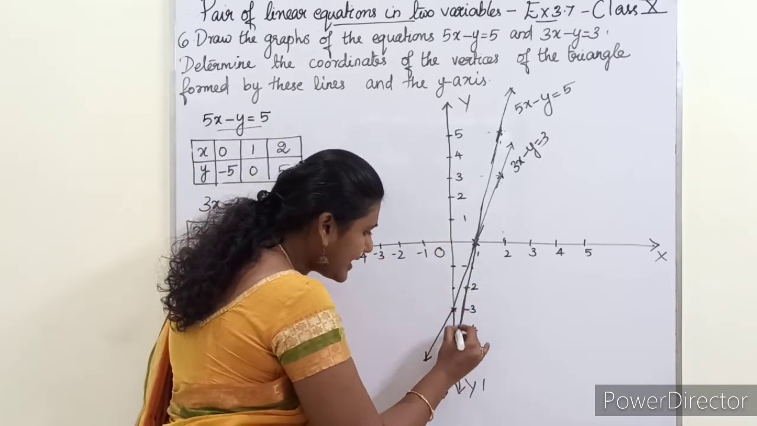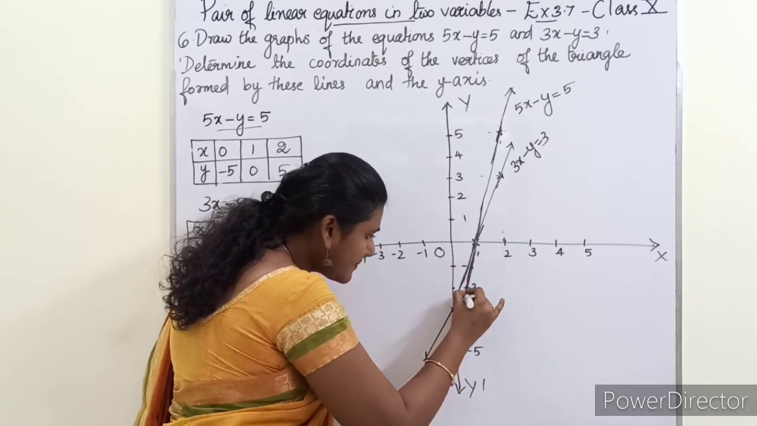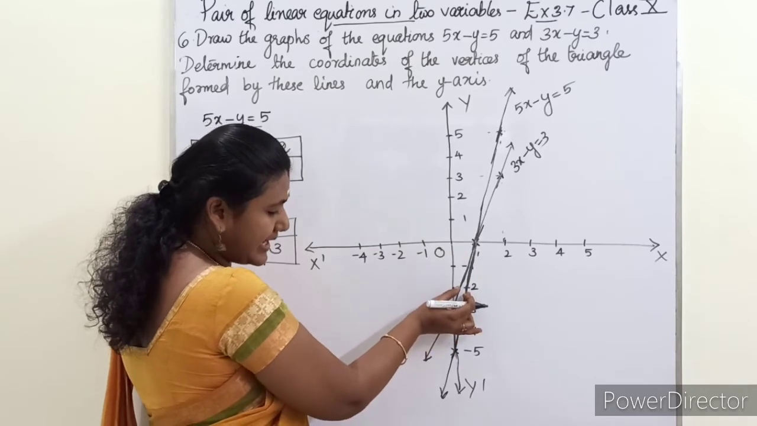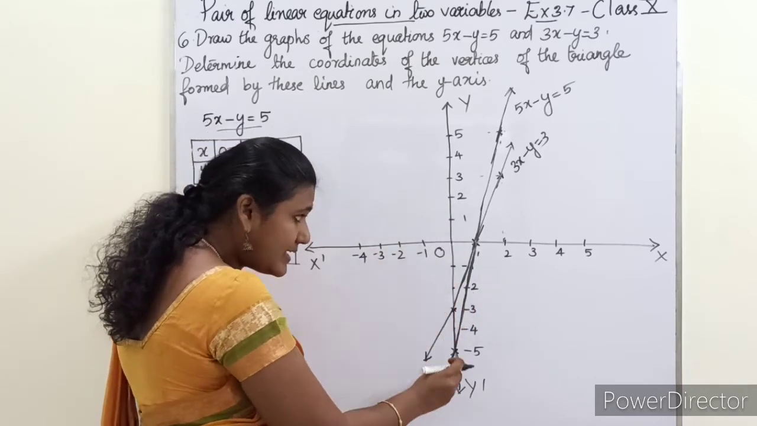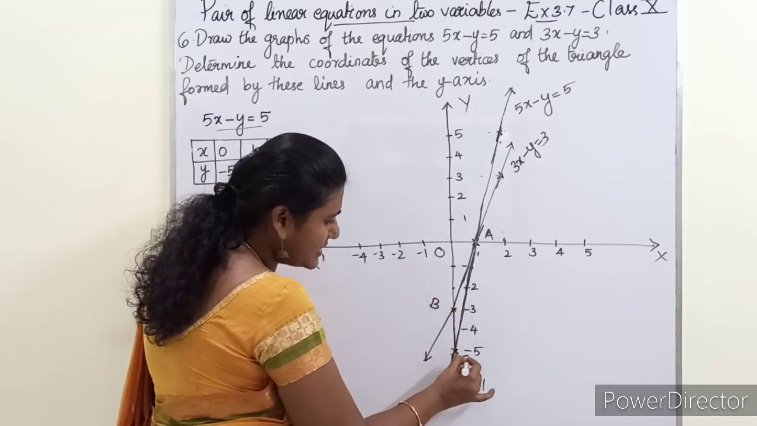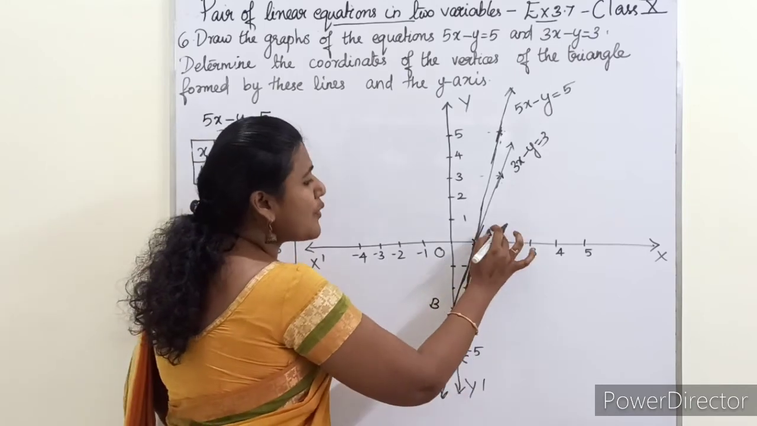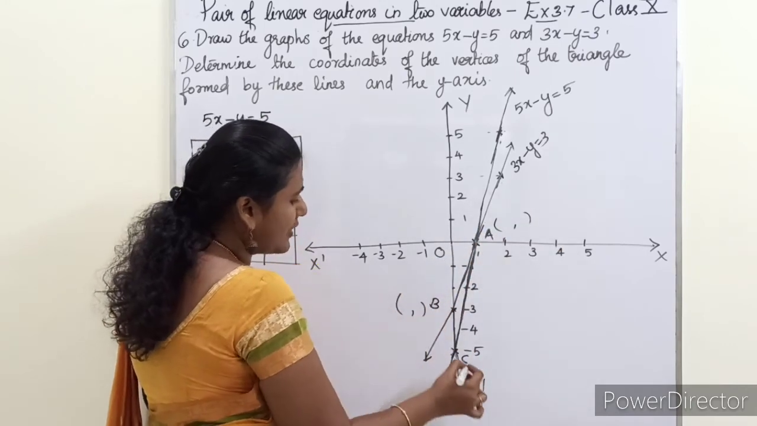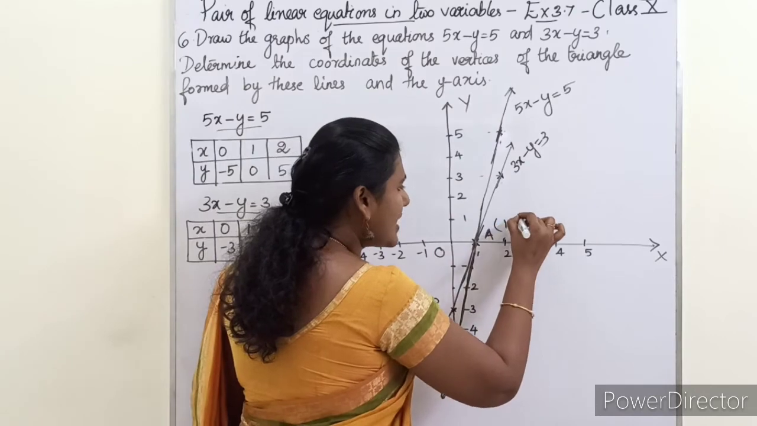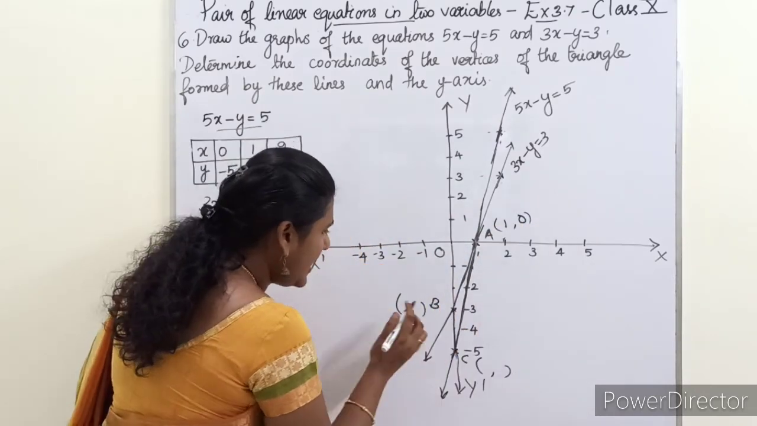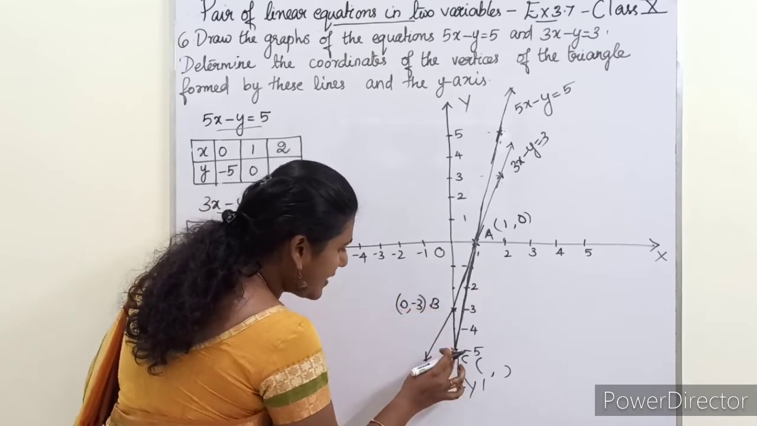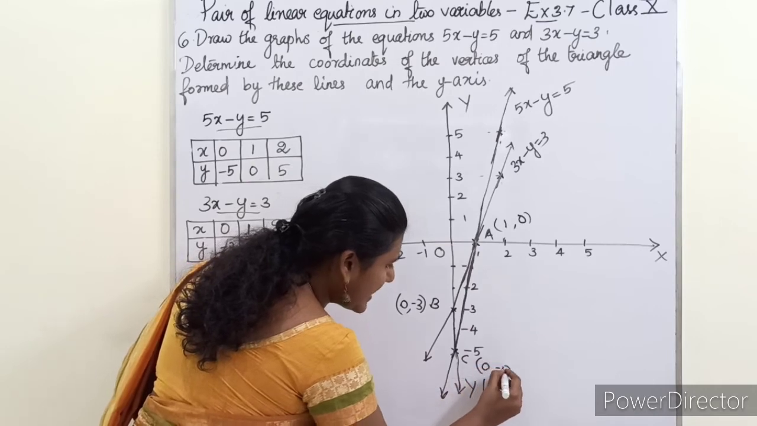So can you see a triangle here? So this is our triangle. Okay, so this is the triangle between these two lines and the y-axis. We will name it as ABC. So this is the triangle ABC. Now we have to find the coordinates of these vertices. Okay, so what is this point actually? A is 1, 0, B is 0 comma minus 3. Point B is 0 comma minus 3 and point C is 0 comma minus 5.